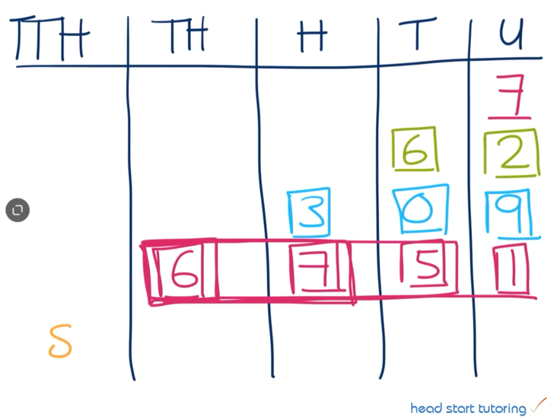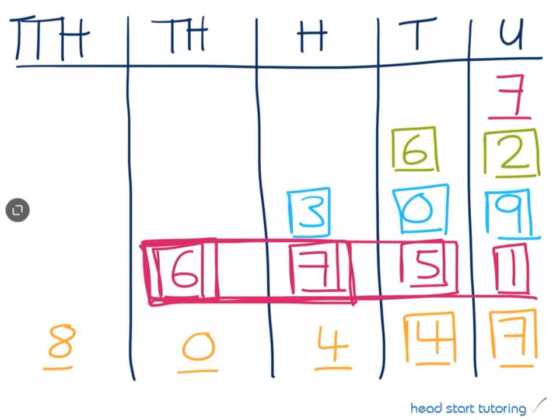Right, if we have a look at the number 80,447, we've got 7 units, 4 tens, 4 hundreds, 0 thousands, and 8 ten thousands. The place value of the 7 is 7 units. The place value of the 4 is 4 tens. The place value of the next 4 is 4 hundreds. The place value of the 0 is 0 thousands, and the place value of the 8 is 8 ten thousands.